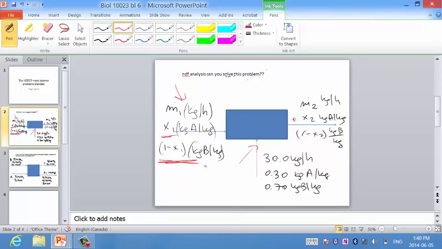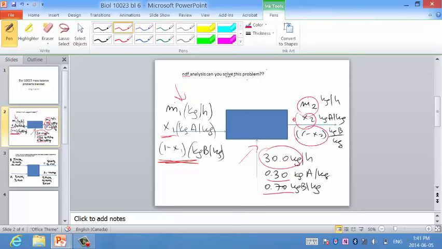The second stream going into the process has a mass flow rate of 30 kilograms per hour with the composition of 30% A and 70% B. The output stream has the mass flow rate of M2 with the composition of X2 kilograms of A per kilogram and 1 minus X2 kilograms of B per kilogram.